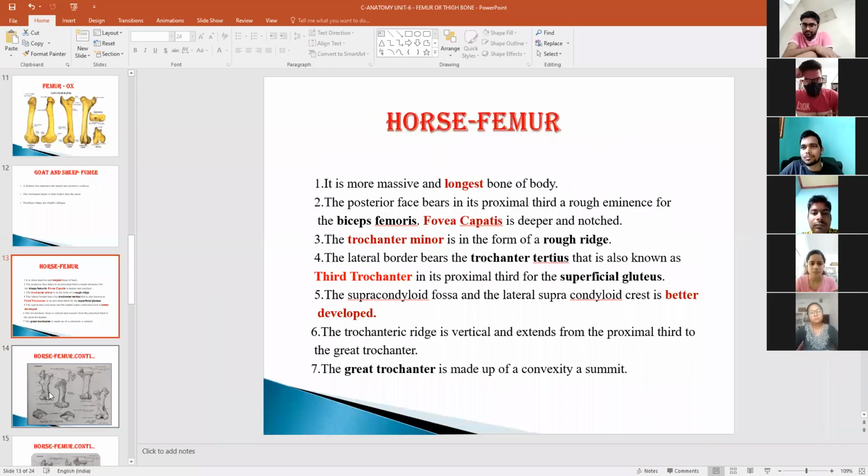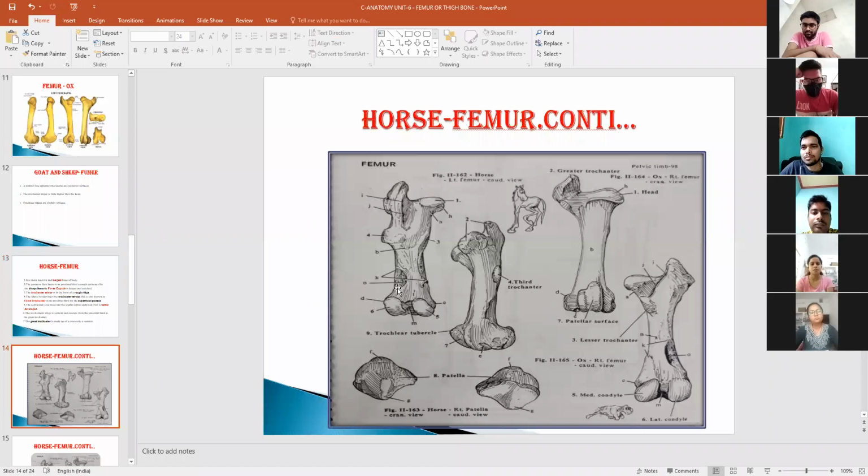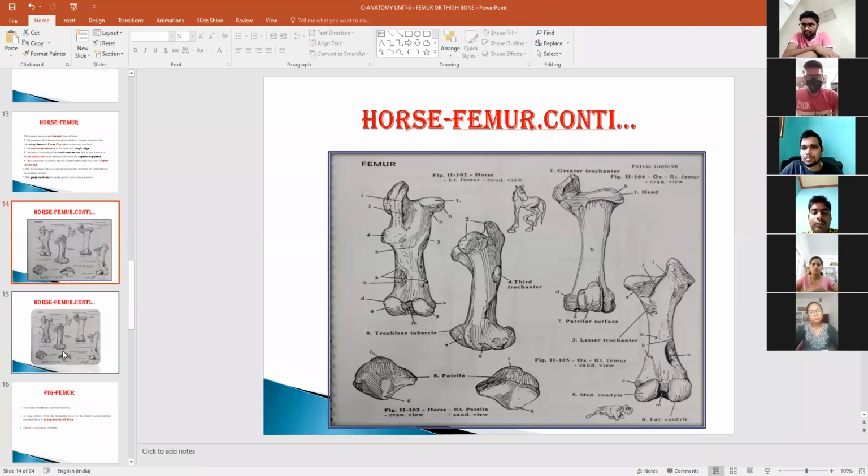Okay. Next point is this one, the supracondylar fossa. This supracondylar fossa is well developed in comparison to the other species.